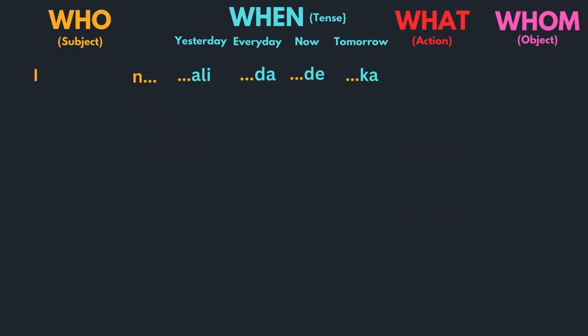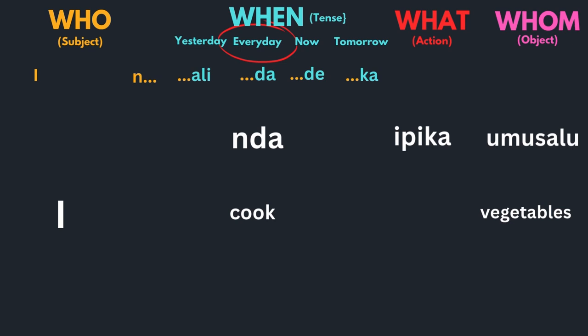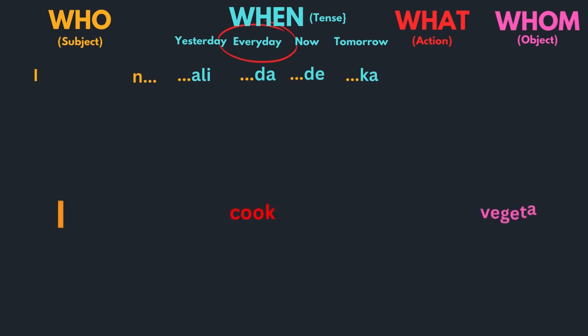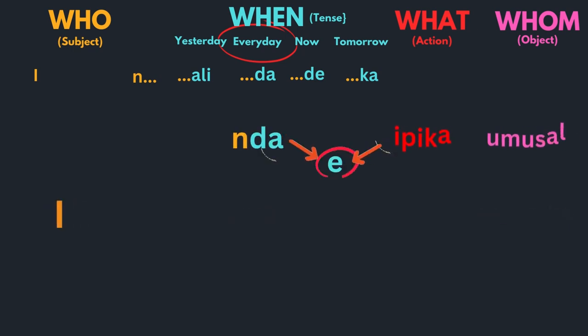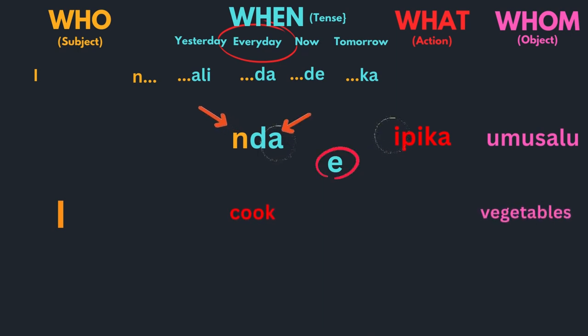The next example is in simple present tense, every day. I cook vegetables. If we color code the sentence to indicate the different pieces of information, we get I cook vegetables. Vowel contraction leads to a shortened form. The N indicates who. The D indicates the simple present tense.